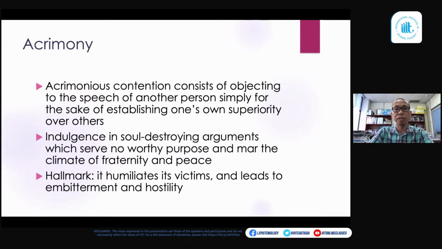And sometimes if you talk about debate, for example, you can see the hallmark here: acrimony refers to this. You try to embarrass the other party. It doesn't matter who, because the aim is, I just want to show that I'm better than you. And that is acrimony.